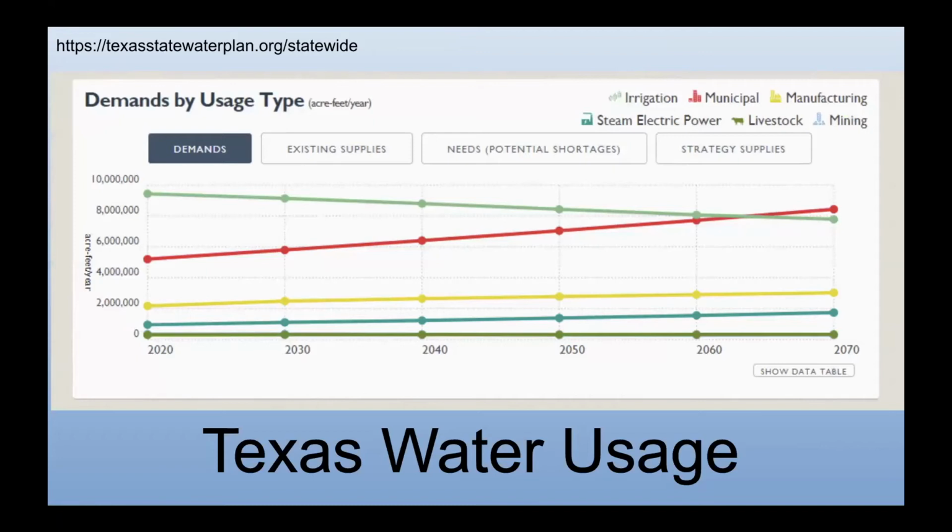It is interesting to compare your water use to the state water usage. This is for Texas water usage. Take a moment to examine the chart and make any inferences. What are you noticing as far as how Texas is using its water in general? Something I noticed is that this green line is for irrigation, and it's predicted that over the next few decades, the amount of water being used for irrigation and crops is going to decline, while the amount of water being used for municipal purposes like cities and residential is actually going to increase.